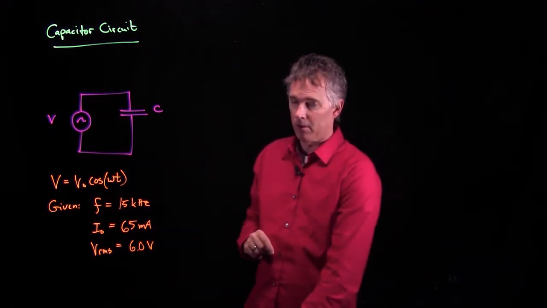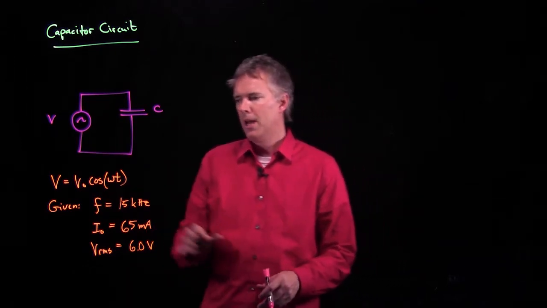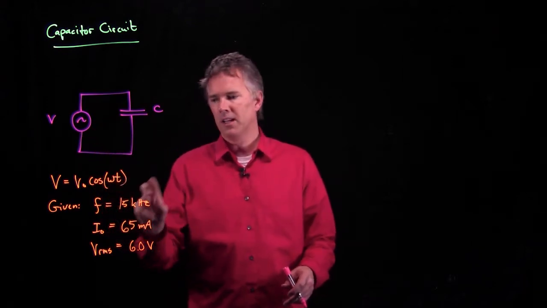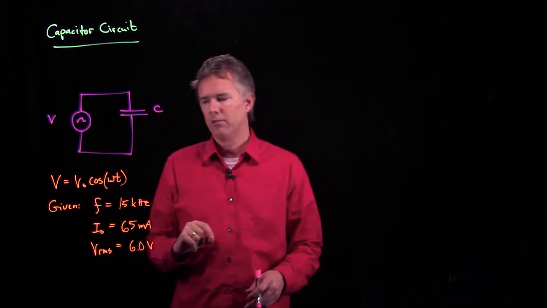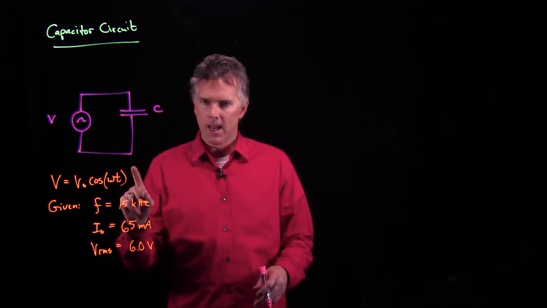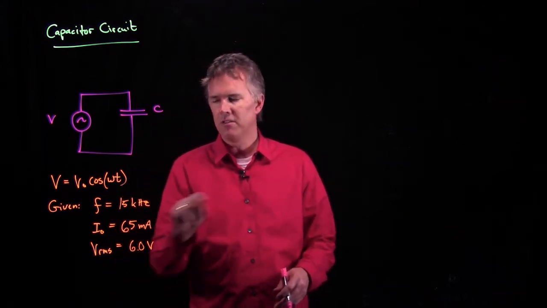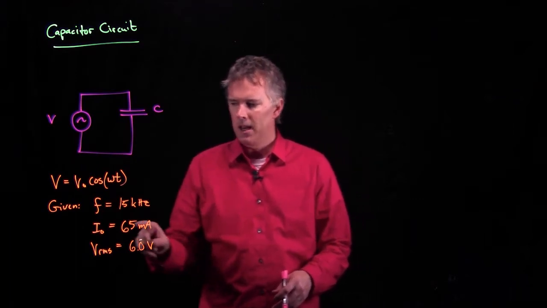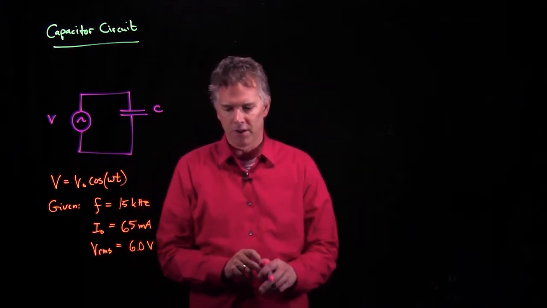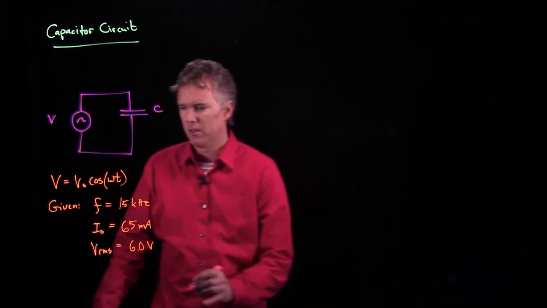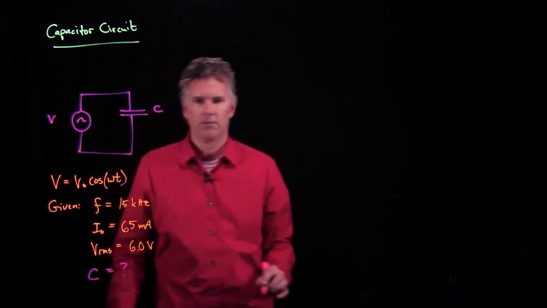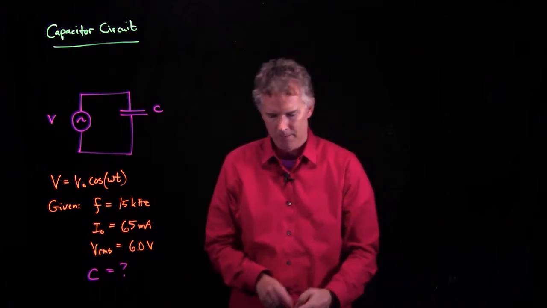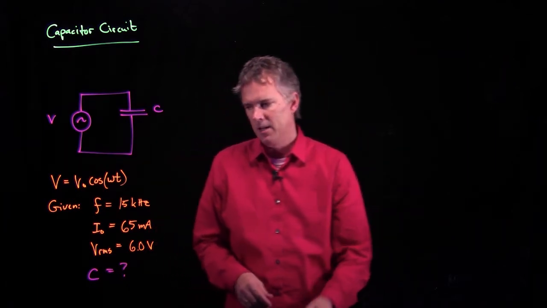And we are given some numbers in this problem, namely the frequency of this circuit is 15 kilohertz. And at 15 kilohertz, we get a peak current of 65 milliamps and an RMS voltage of 6 volts. And the question in this problem is, what is the capacitance? Okay, what is the capacitor right there? All right, so how do we deal with this?